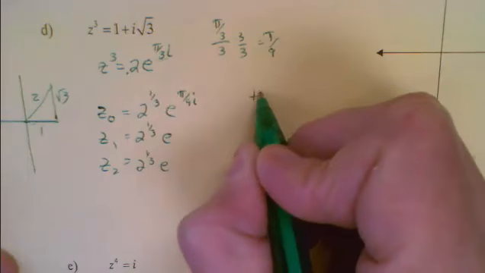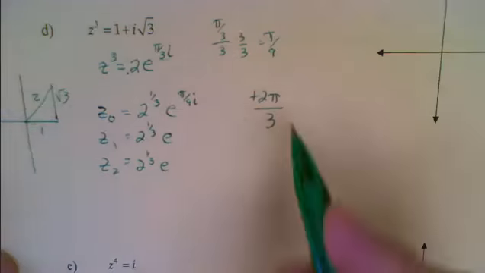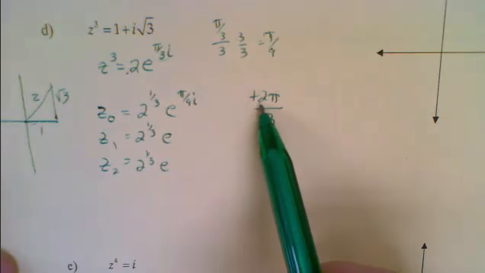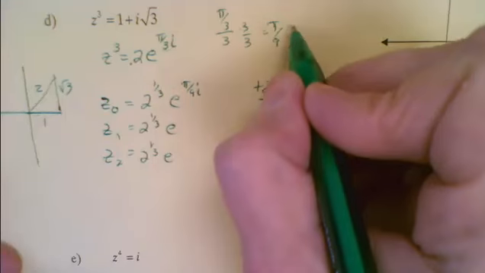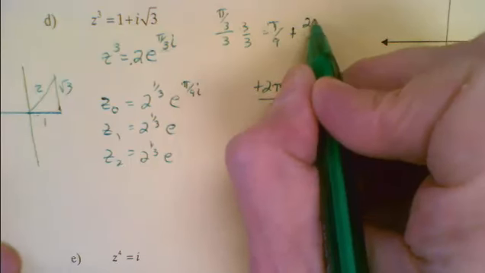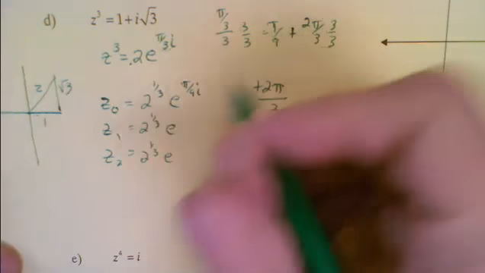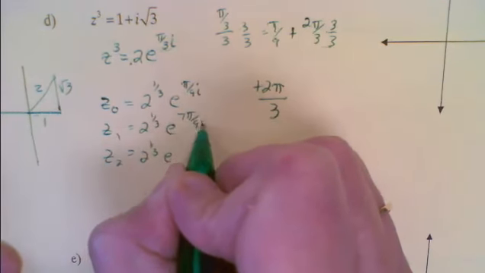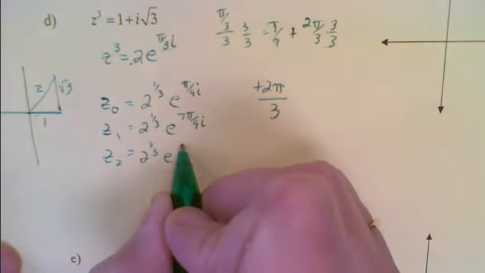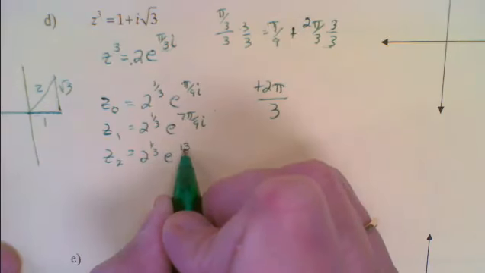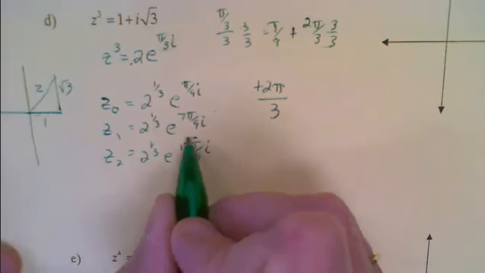What do I need to add each time? I need to add 2 pi over 3. To get around the circle in equal parts, I have to take 2 pi, the whole circle, divided by 3. So I need to take pi over 9 and add 2 pi over 3. 2 pi over 3 is really 6 pi over 9, plus pi over 9 is 7 pi over 9. And if I have 7 pi over 9 and I add another 6 pi over 9, I get 13 pi over 9.